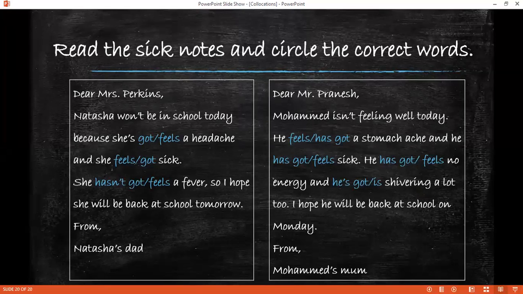there is a sick note. A sick note is usually an application written by your parents when you get sick and you are unable to go to school. Here they have given you 2 sick notes, and you have to read the sick note and use the correct verb with the noun. If the noun is a headache, which verb do you have to use? Got or feels a headache, right?